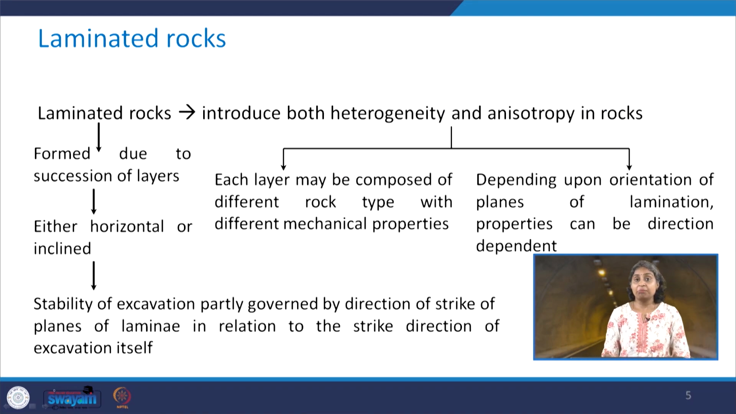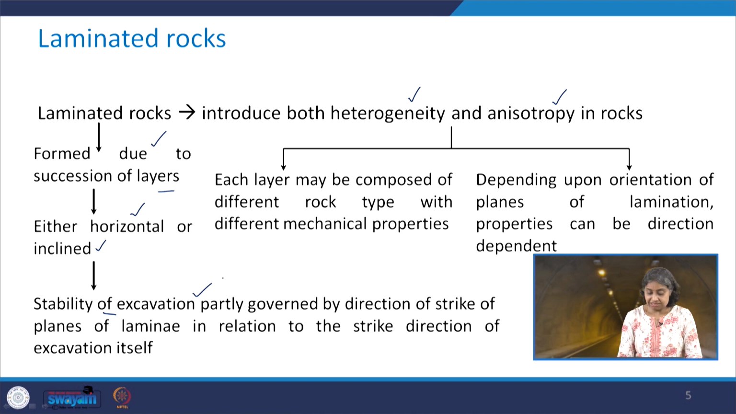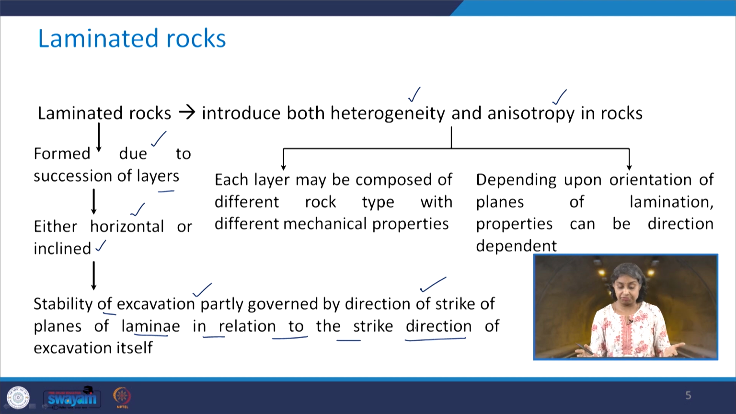Now in the case of laminated rock, there is going to be heterogeneity and also an anisotropic situation. These laminated rocks are formed due to a succession of layers. These layers can be either horizontal or inclined, and therefore the stability of the excavation will be partly governed by the direction of strike of the planes of lamina in relation to the strike direction of the excavation itself.